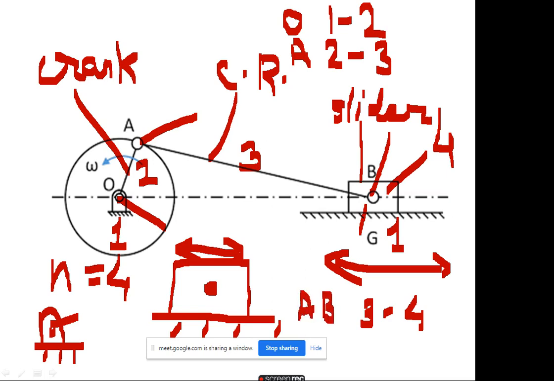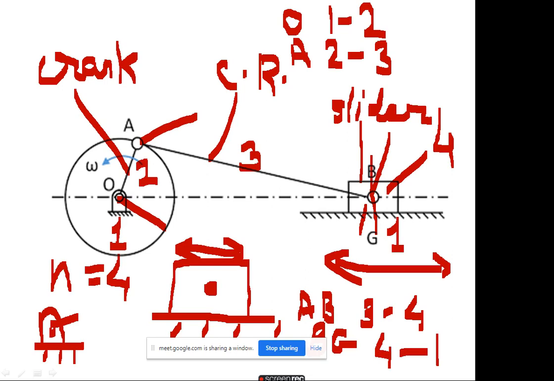So this is also another lower pair, 3 to 4. And then this from the slider to the ground, from here, will also be considered as one more lower pair only. So you forget about this. This is nothing but B to G, which is considered here, that is from 4 to 1, the connection from 4 to 1. This also forms the lower pair.